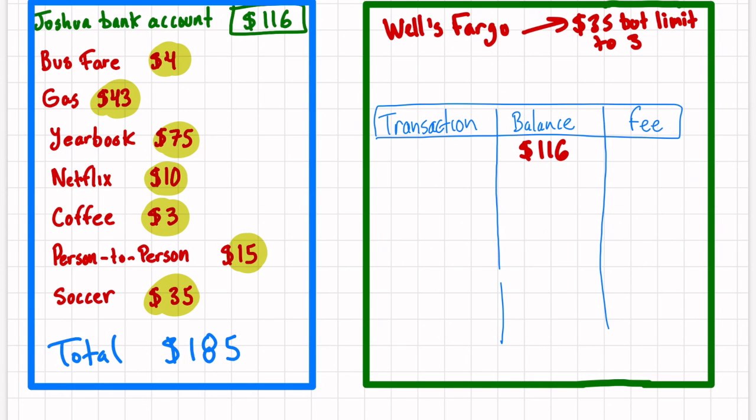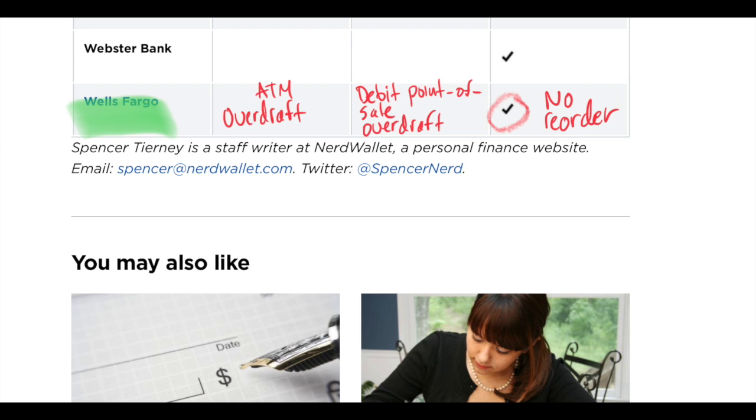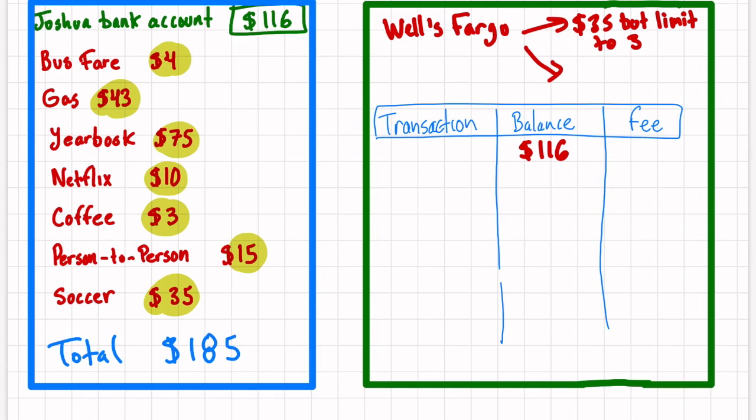When we look at the second chart for Wells Fargo, it tells me that I do have to pay ATM overdraft fees. I do have to pay debit card fees when I have an overdraft, but I do not have to reorder my transactions. So that means I can put them in the order that they happen and not from highest to lowest.